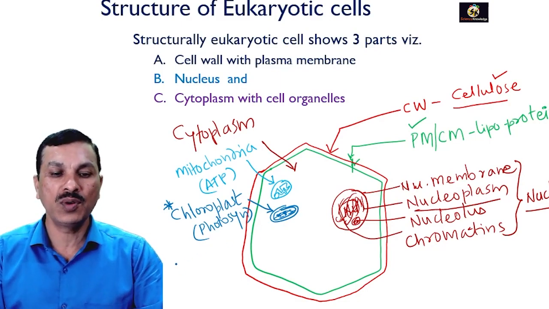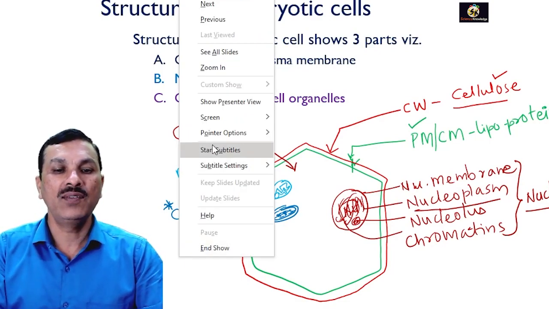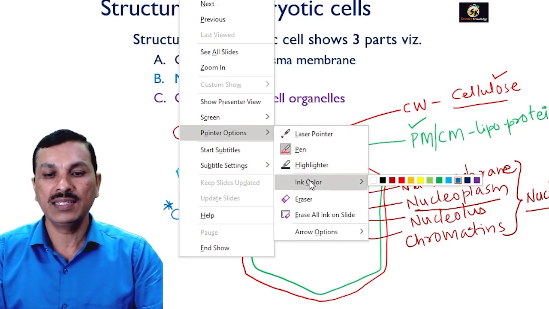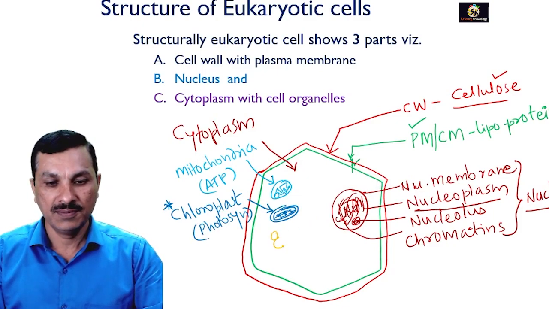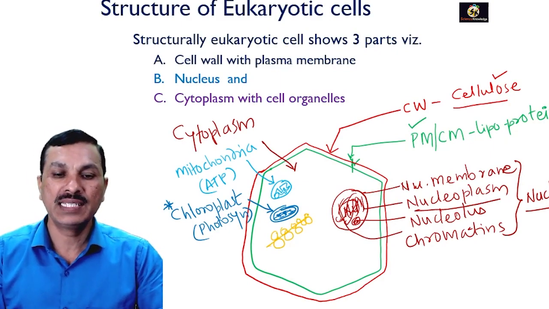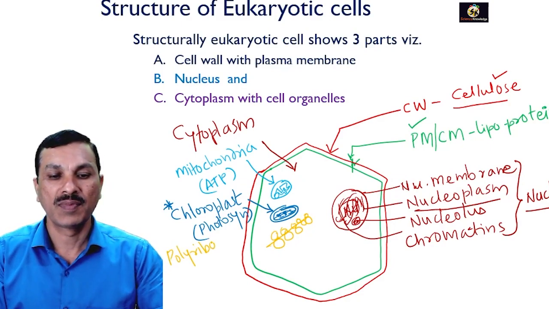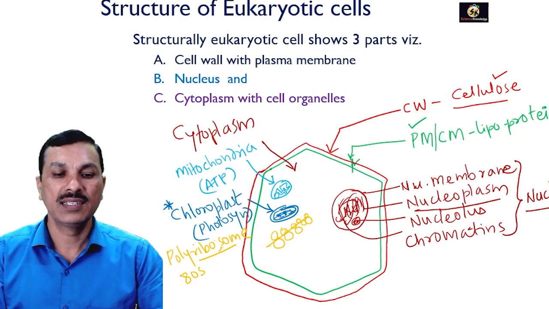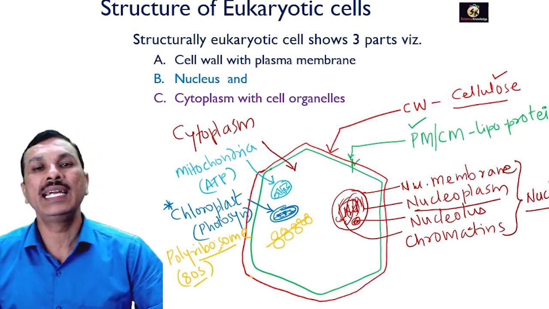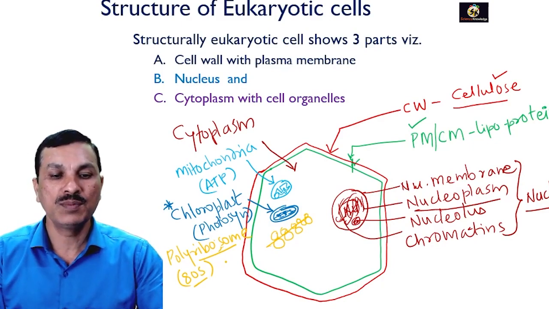Now, in addition to mitochondria and chloroplast, we have another very important cell organelle with respect to protein synthesis. And this cell organelle is the ribosome. Many ribosomes are arranged on messenger RNA and they form a polyribosome. The single unit is called a ribosome. And the ribosomes in eukaryotic cells are characterized by 80S. The function of ribosomes is protein synthesis.